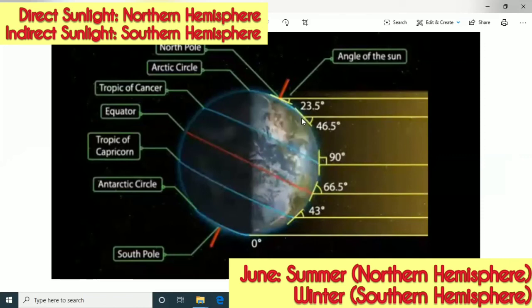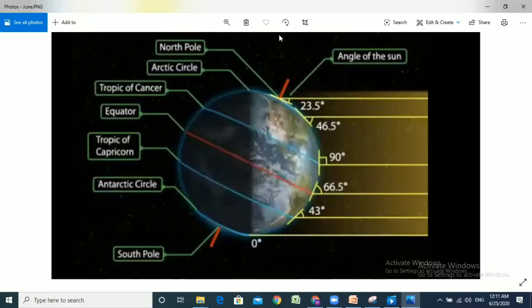And because of this, direct sunlight is in northern hemisphere, and hence northern hemisphere will have summers. Summers, when do summers come? June. So this is June. Yes. And in southern hemisphere, we have winters. All right, let's move forward. Let's see what happens in September.